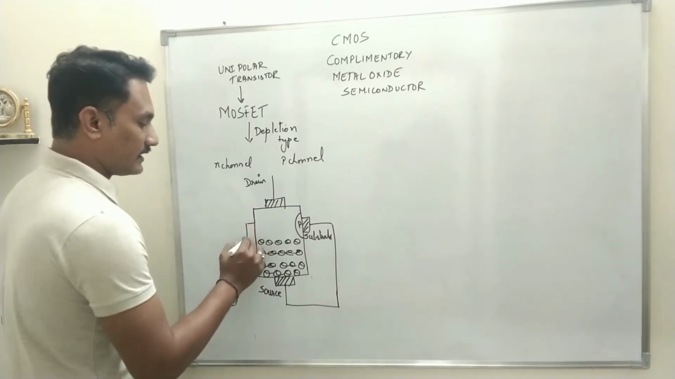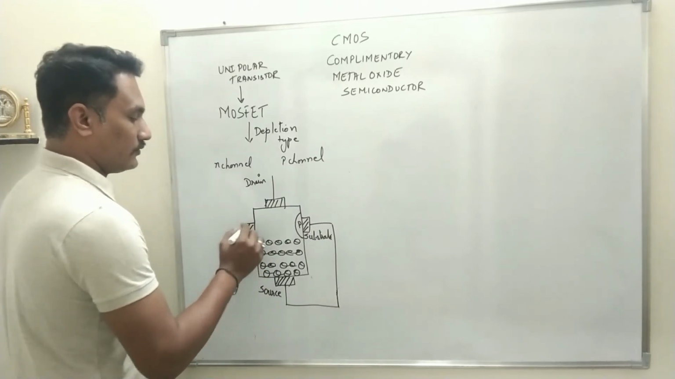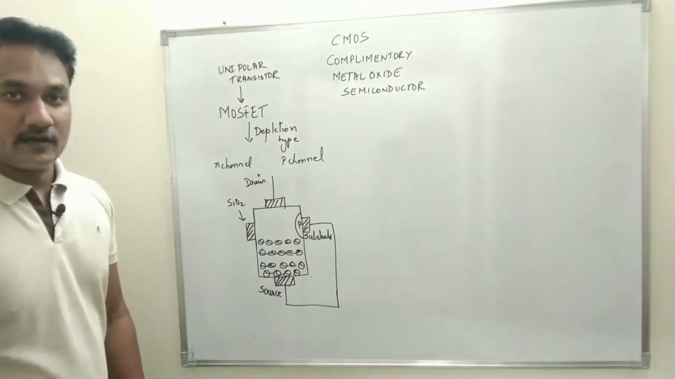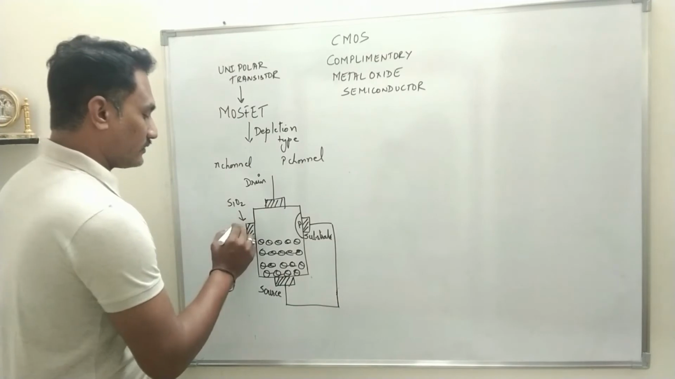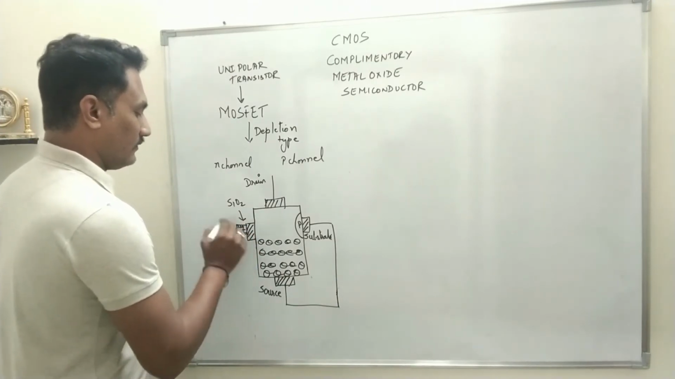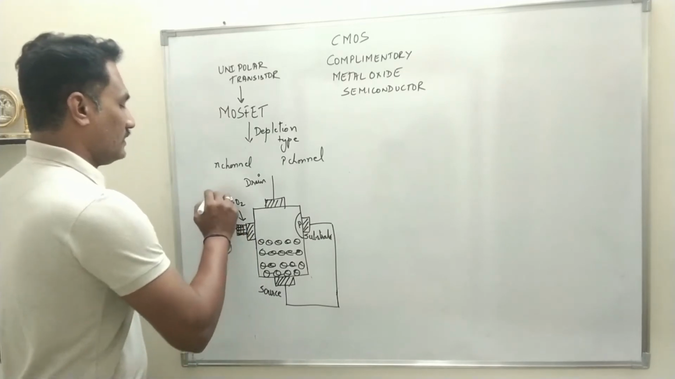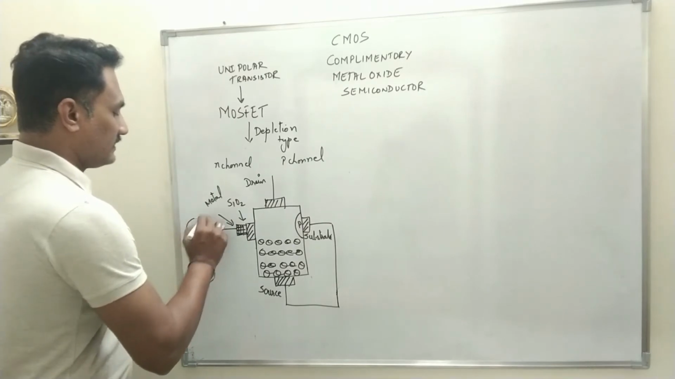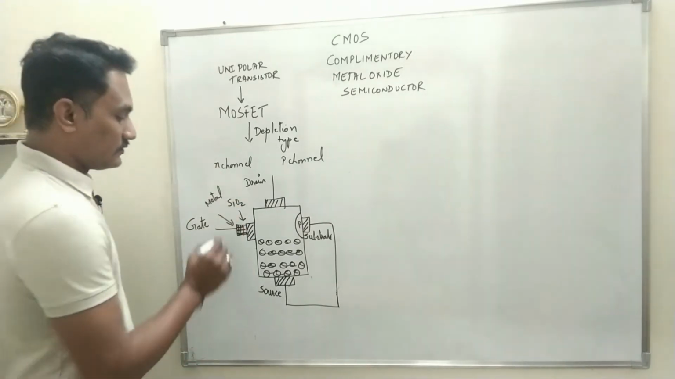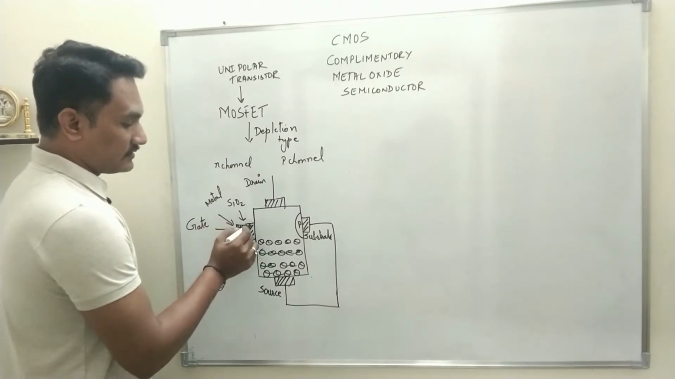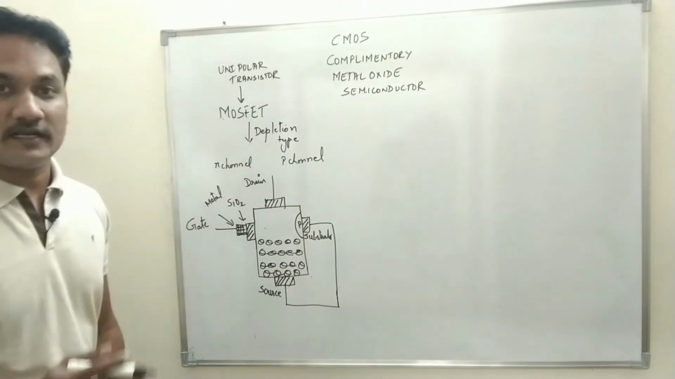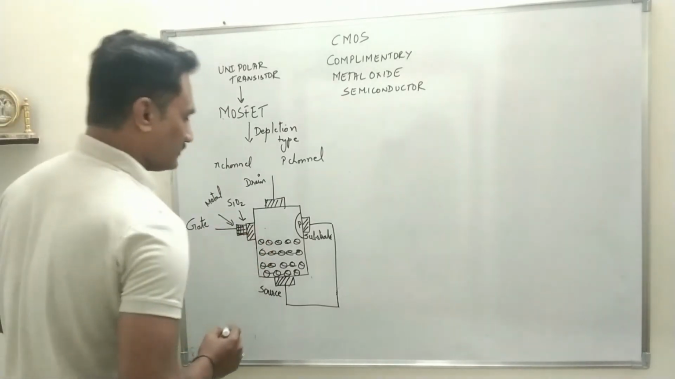Over the semiconductor layer we put an oxide layer. Generally the oxide layer is SiO2, silicon dioxide, and over that we have a metal deposition, and we take one terminal out of it. This terminal is called the gate. So this is metal, this is oxide, and this is semiconductor: metal oxide semiconductor, MOSFET. That is how the name has been derived.